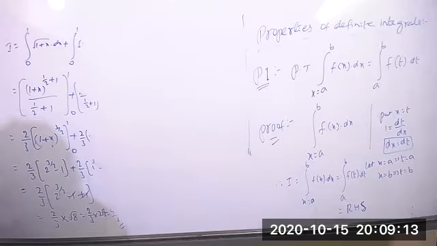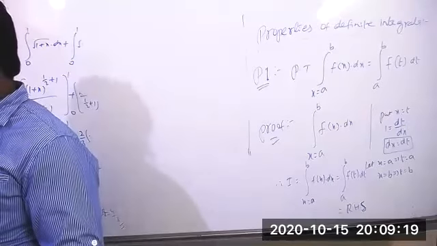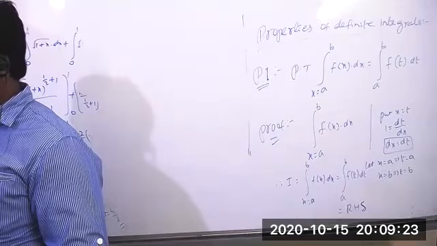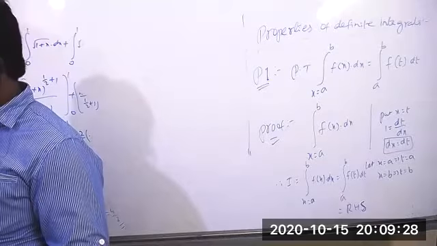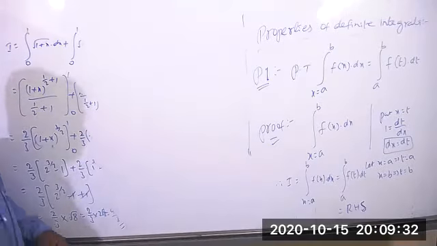This is just a property, you can remember that, but they won't ask the proof in examination. Understood? Remember only the property. Suppose anyone asks what is the first property of definite integral, we have to say that integration of a to b f of x into dx equal to integration of a to b f of t into dt. That is the first property.